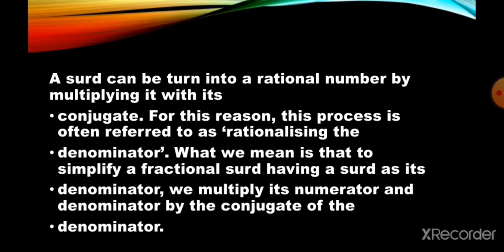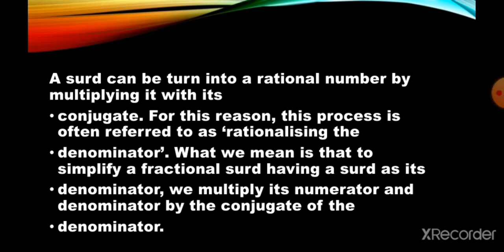What does the word conjugate mean? Conjugate is just the opposite of a surd. And how do we get that opposite? We get the opposite of the particular surd given by changing the symbol or the sign in that surd.